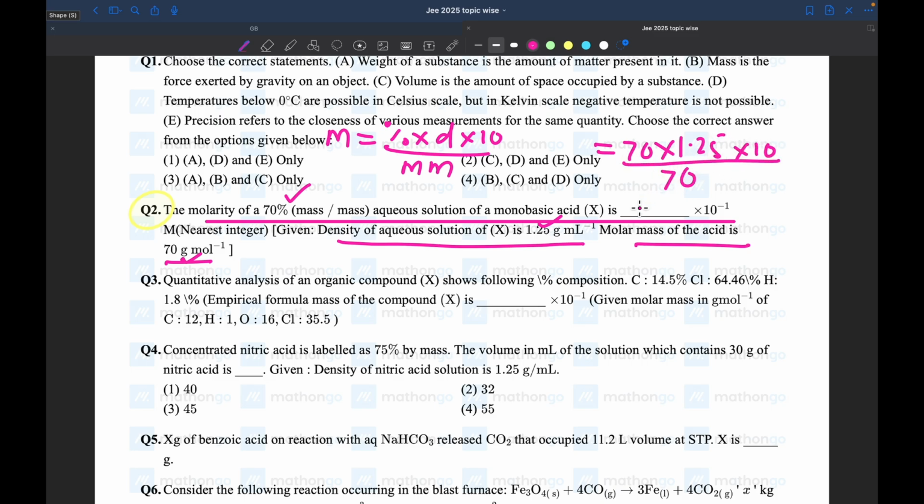Look at the molar mass also, 70 is given. The 70s cancel. So what is the answer? 12.5 is the answer. But what you have to report is in this form. So the answer is 125.